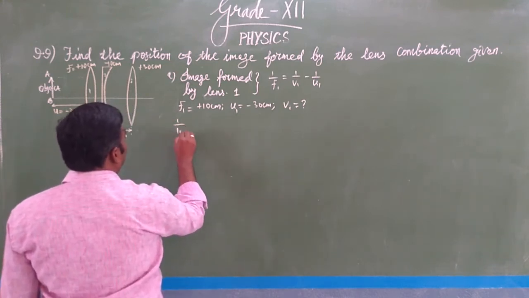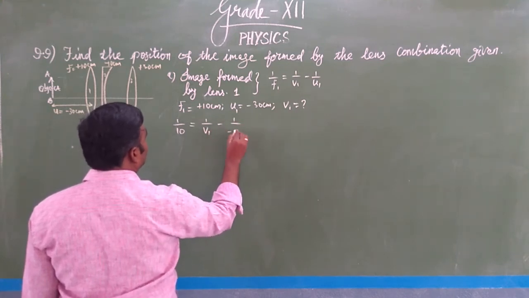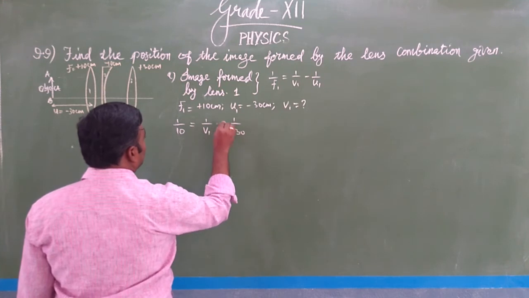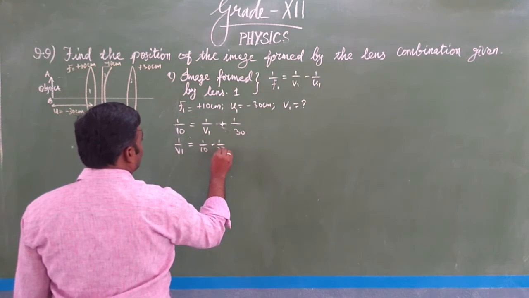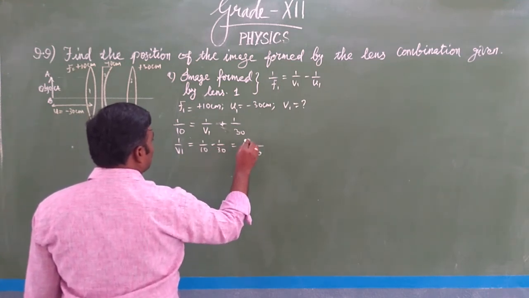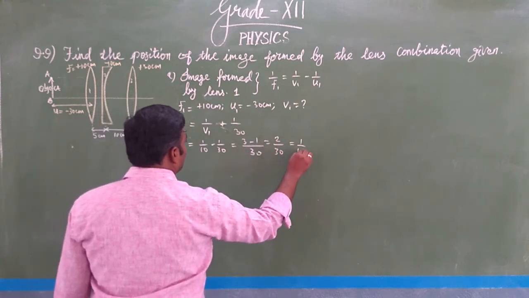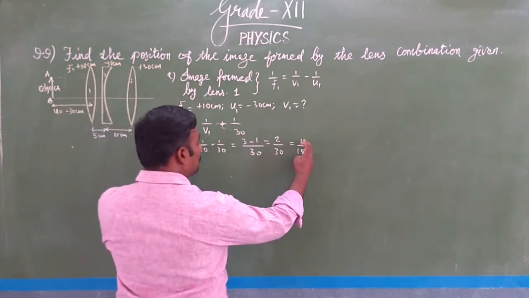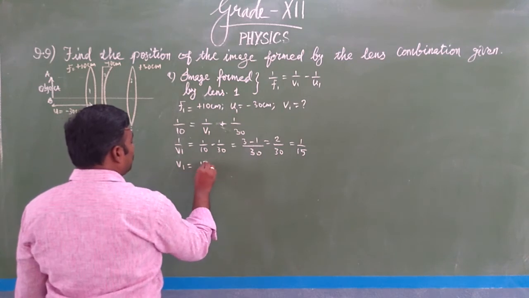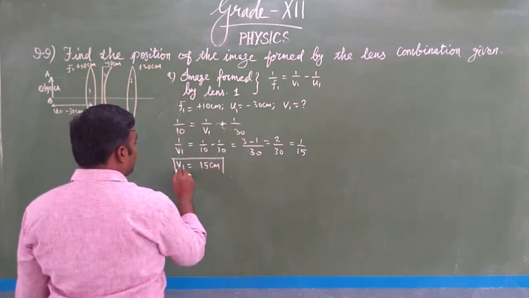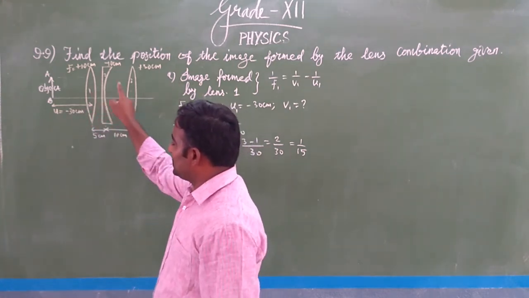So 1 by 10 is equal to 1 by v1, which we want to find, minus 1 by u, which is minus 30. Minus into minus becomes plus. Therefore 1 by v1 is equal to 1 by 10 minus 1 by 30. Taking LCM as 30, 3 minus 1 is 2 by 30, which is equal to 1 by 15. Comparing, numerators are equal, so denominators are equal. Therefore v1 is equal to 15 centimeter. This is the image formed by the first lens, and it forms on the right hand side.